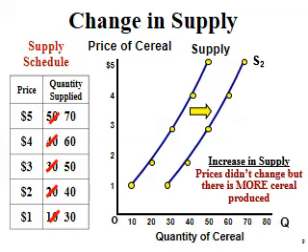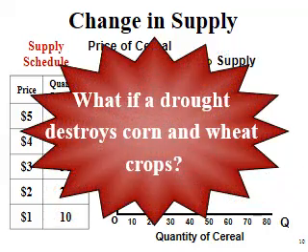Now let's look at another example and see what would happen. What would a decrease look like on the supply curve? Now we've got the example of what if a drought hit, and the drought destroys the corn and wheat crops. Obviously, things that would go into producing cereal.